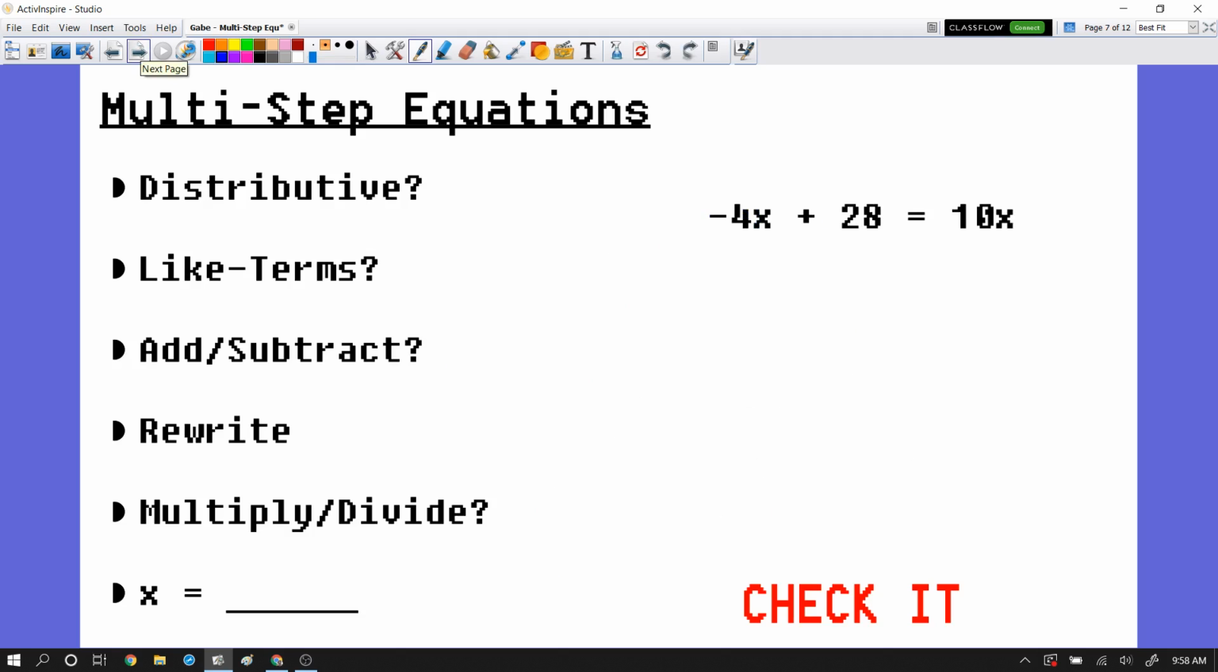All right. So we don't see any distributive, but in between distributive and like terms, we do see that there are variables on both sides. So I just want you to keep that in mind. Go for it. Make sure you check it.